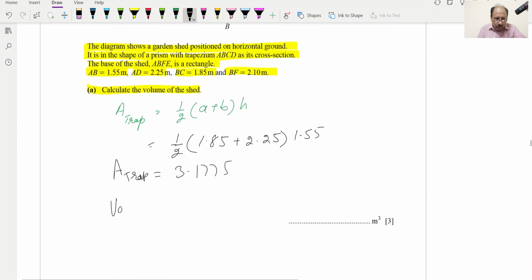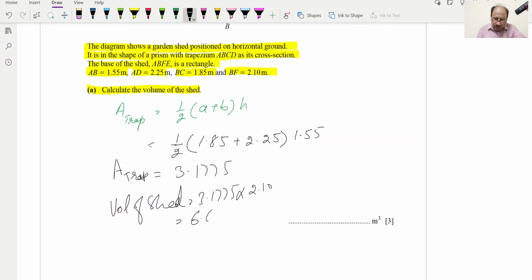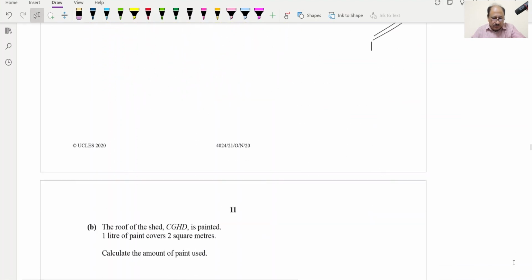So the volume of the shed will be equal to 3.1775 multiplied by 2.10, and this is equal to 6.67 meter cube. This is the 3 marks question which we are done.